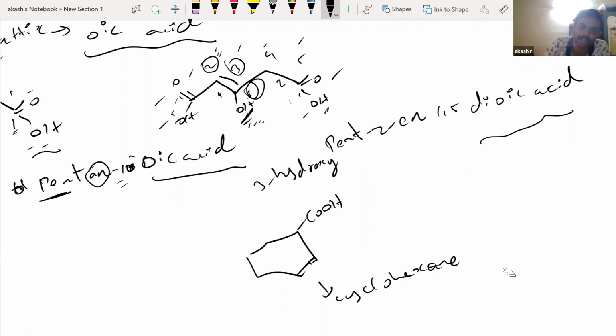Benzoic acid means I would have had one circle here, or three double bonds I mentioned, and that would have become benzoic acid. Now I have a cyclohexane ring, so that will be called cyclohexanoic acid. That's what we expect, right? Cyclohexanoic acid, that's what we expect.